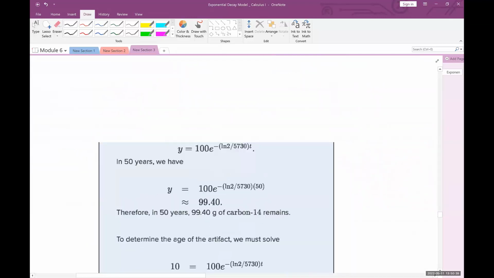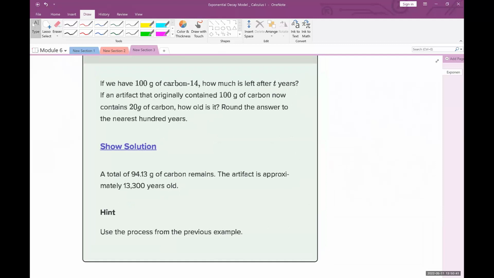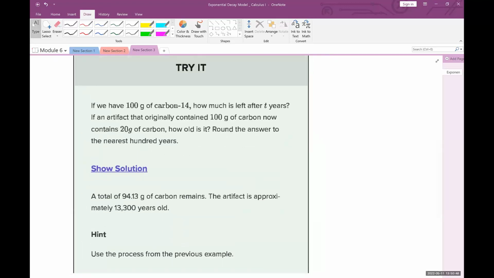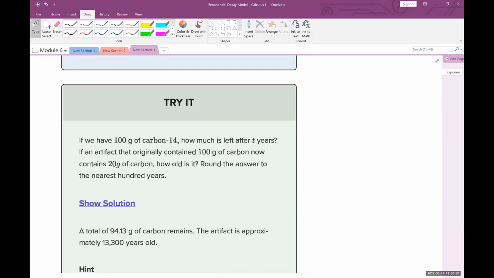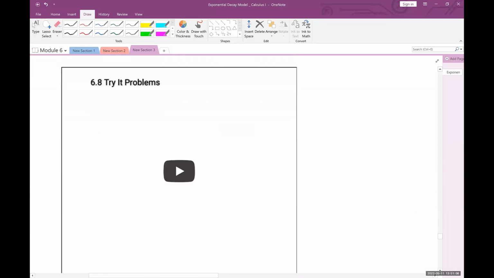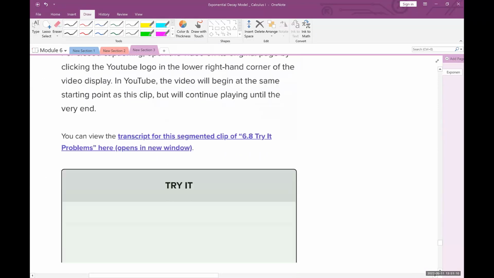Okay, what else do we have here? I have two examples left. Do you want to see both of them, or is this the same type of thing? We have 100 grams of carbon 14. How much is left after t years? That's the first part. And then how long will it take to get down to 20 grams instead of 10 grams? The other one I want to do, I'm looking at the time. We've got 19 minutes left.